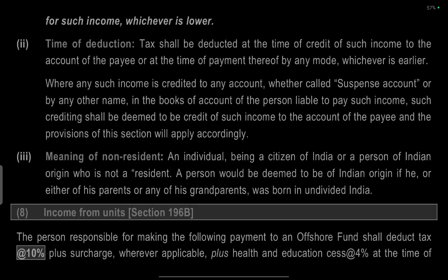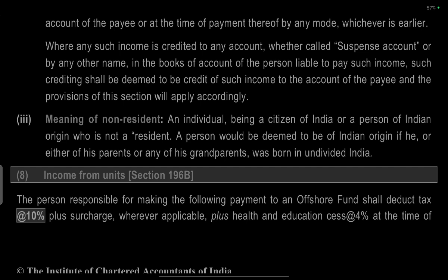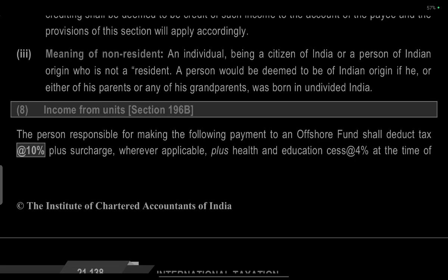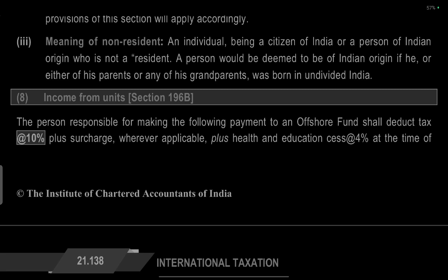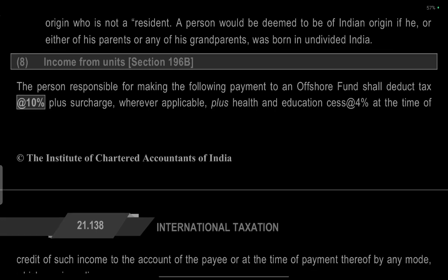Whether such income is credited to a suspense account or any other income account in the books of the person liable to pay, such credit shall be deemed to be the credit of such income to the account of the payee, and the provisions of the section will apply accordingly. Meaning of a non-resident individual being a citizen of India: a person of Indian origin who is a non-resident is deemed to be of Indian origin if he or either of his parents or grandparents were born in undivided India.